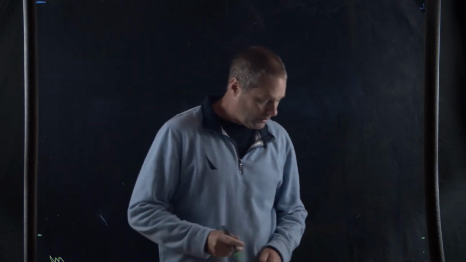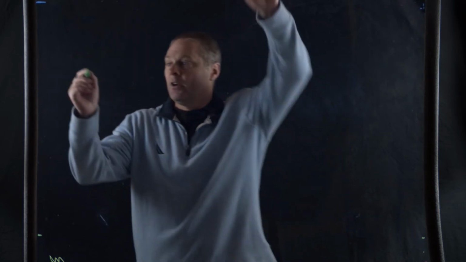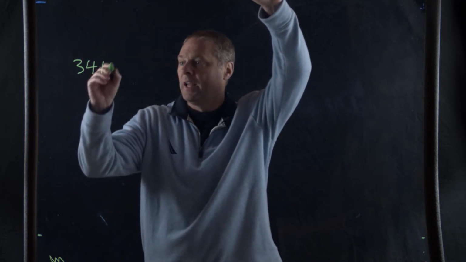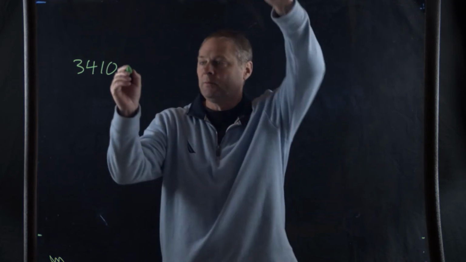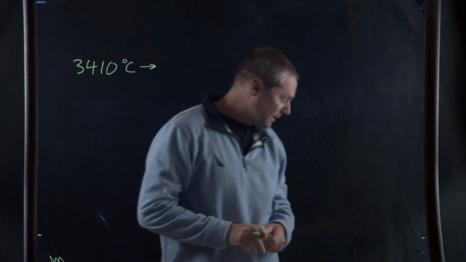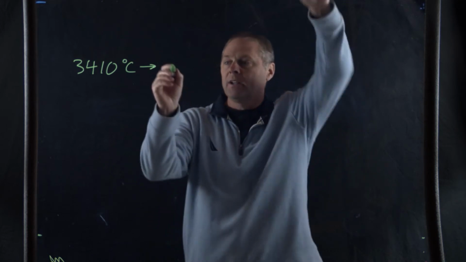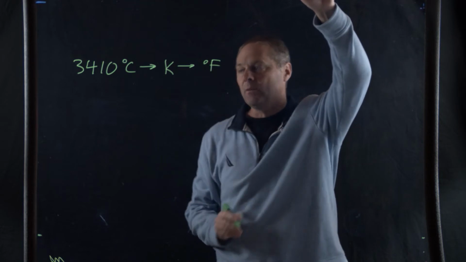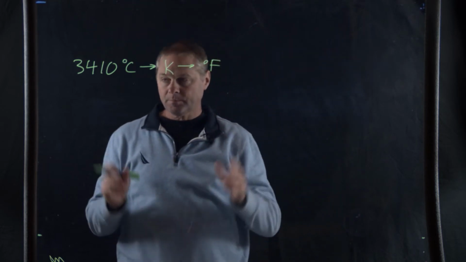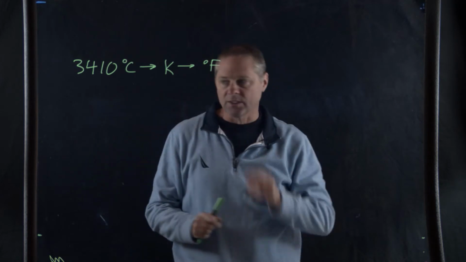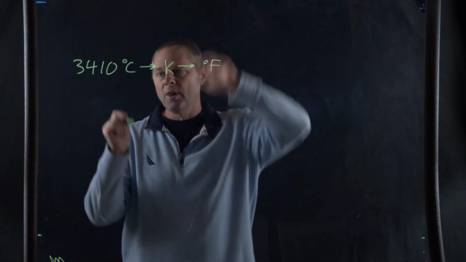In this one, what we're going to be doing is converting 3,410 degrees Celsius. We're going to be converting that to the Kelvin scale and then to the degrees Fahrenheit scale. All right. Now, this happens to be the melting point of tungsten, a really unique material.